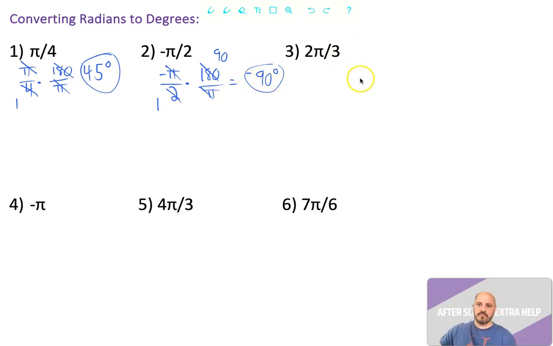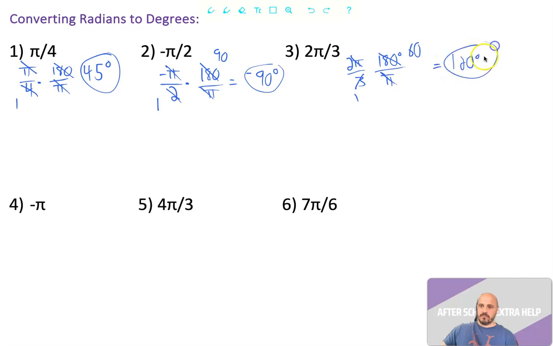Just rewrite it. All right, now we have 2 pi over 3. Same process here. I want to convert it to degrees, so I'm going to do 180 over pi. Our pi's cancel nicely. I'm going to have 3. Let's see, 3 goes into 3 once, and how many times does 3 go into 180? Well, 180 divided by 3 is one of those common multiples of 60. 2 times 60 is 120 degrees.